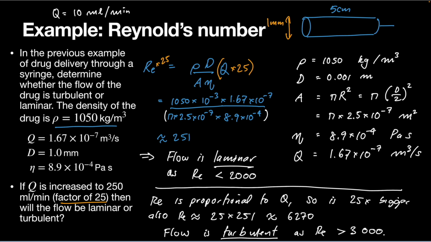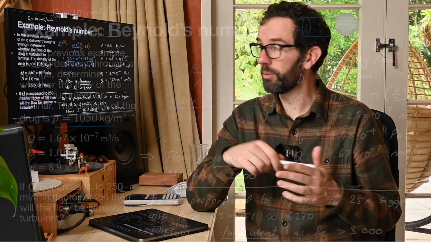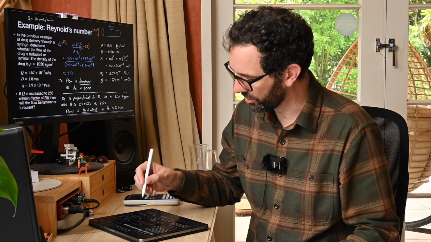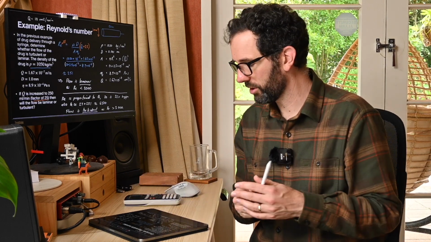So what this tells us is essentially that if we increase the speed of our flow, or the flow rate, then our flow has transitioned from being laminar to turbulent. Whenever we have flow in a pipe, we can just work out the Reynolds number using our Reynolds number equation and tell what kind of flow we're going to have.